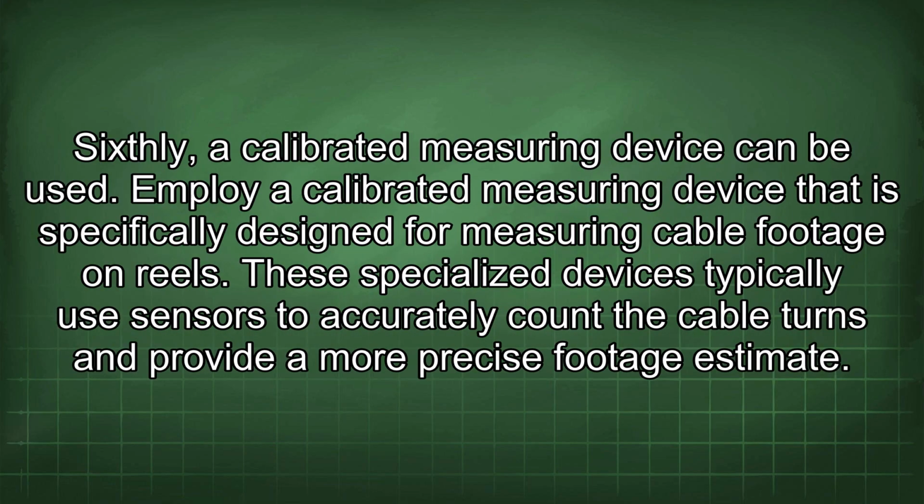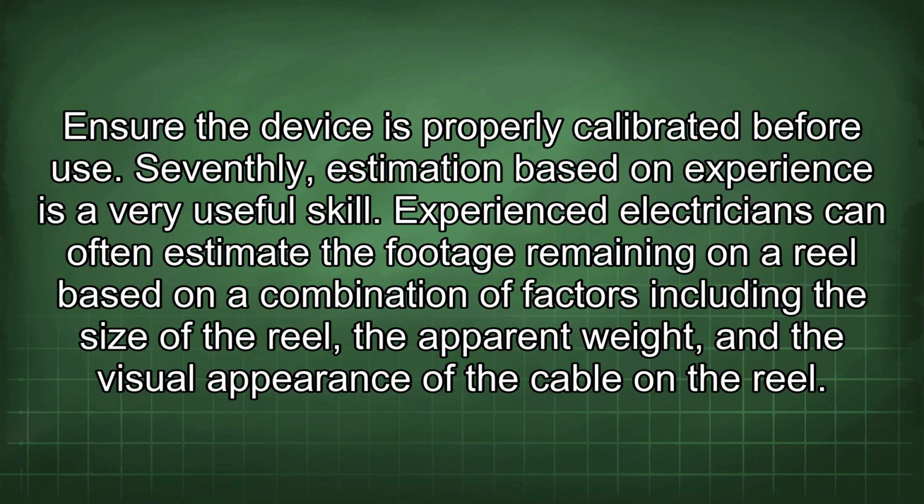Sixthly, a calibrated measuring device can be used. Employ a calibrated measuring device that is specifically designed for measuring cable footage on reels. These specialized devices typically use sensors to accurately count the cable turns and provide a more precise footage estimate. Ensure the device is properly calibrated before use.